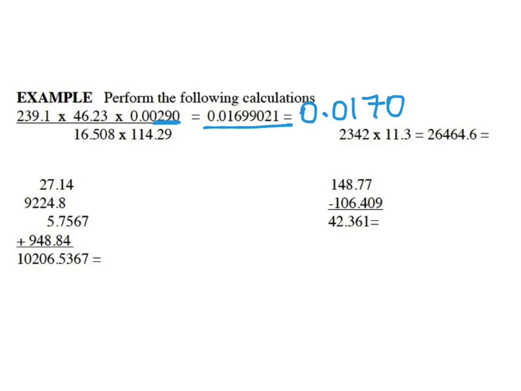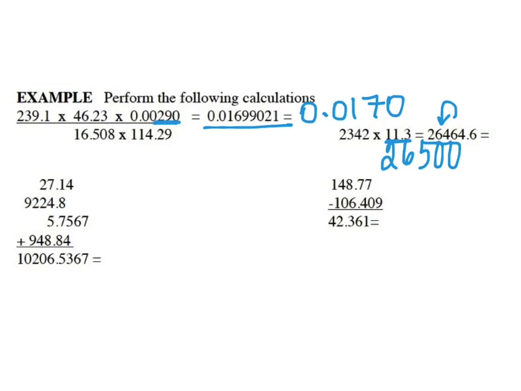Mariah, what did you get for the multiplication one? 26500. 11.3 has 3 sig figs. This is multiplication, so it's going to dictate what we're going to do. So the 6 is going to round up the 4 to a 5, and then everything else is going to be zeroed out. So we only need 3 sig figs in there.